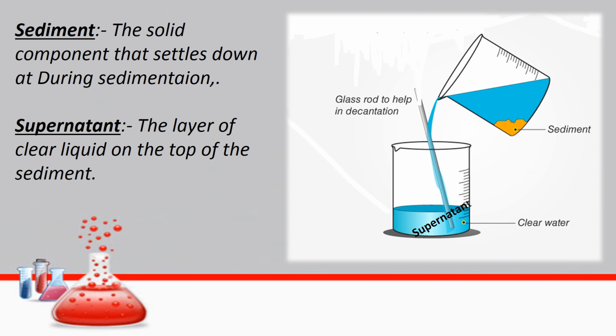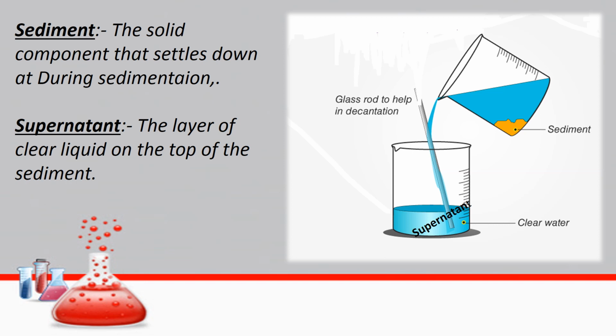Now, what is supernatant? The layer of clear liquid that is found on the top of the sediment is known as the supernatant liquid. Now this clear liquid is poured into another container without disturbing the sediments. The way we have seen in our homes also sometimes.